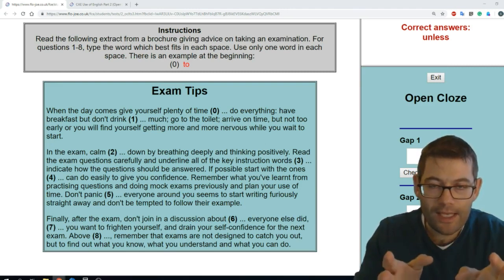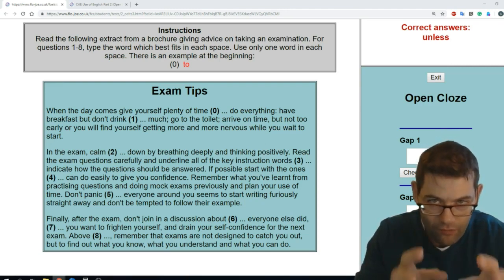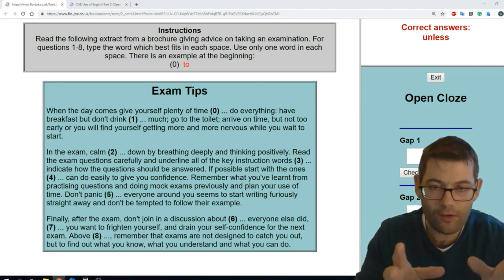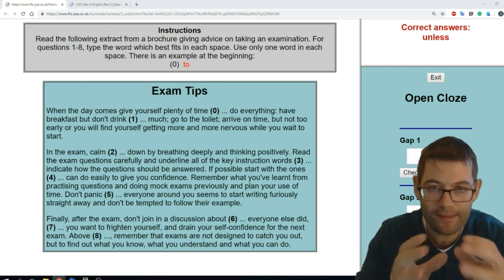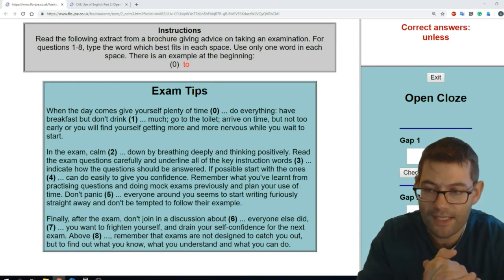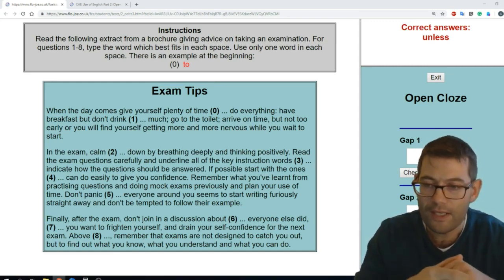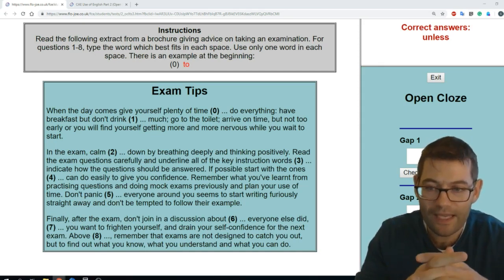Now, I said a couple of times already that this is advice to you as the reader of this article, to give you advice, and this is important because if we have a look at the next question, it says in the exam, calm down by breathing deeply and thinking positively. So we've got a gap between calm down.